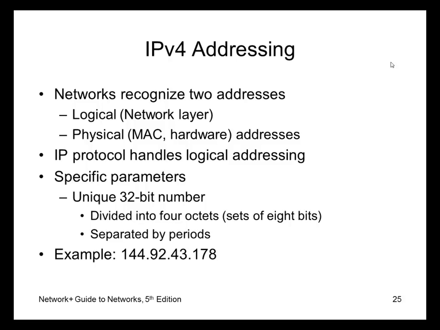Okay. It has certain parameters. It's a 32-bit number. So how many bits is it? 32. Very good. It's divided into 4 separate octets. So here's 4 pieces: 144, 92, 43, 178. 4 octets, called octets because each piece is made up of 8 bits. 8 bits makes up each of those numbers. So it's divided into 4 octets, separated by periods. That's exactly what it looks like. We'll talk a little bit about that, and we'll do a whole bunch more in like chapter 10 or 11 or 12, one of those.